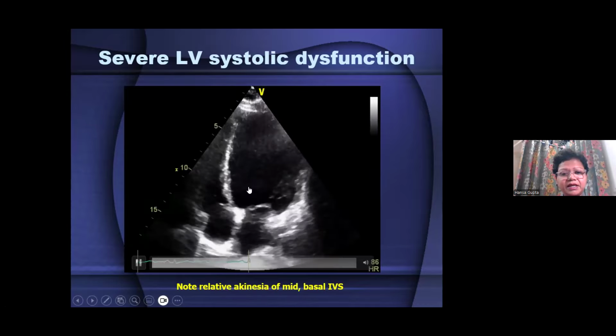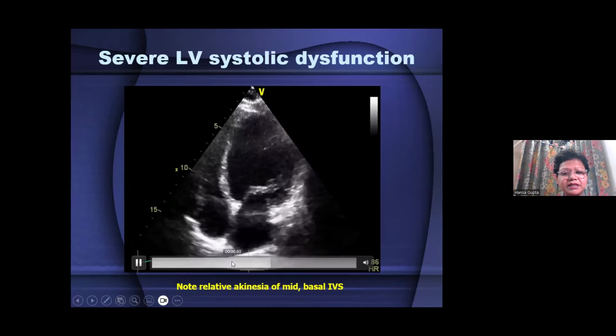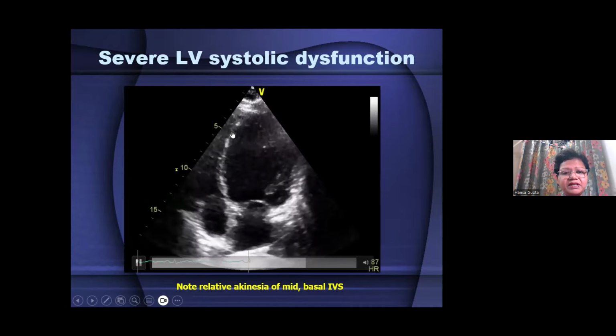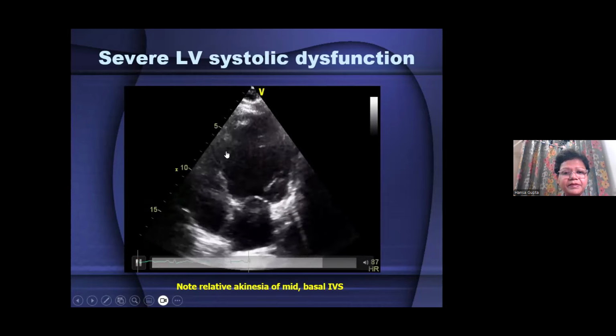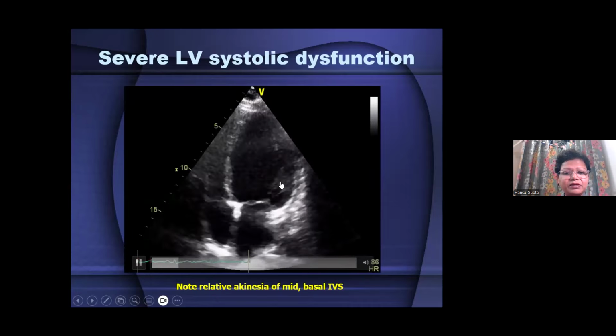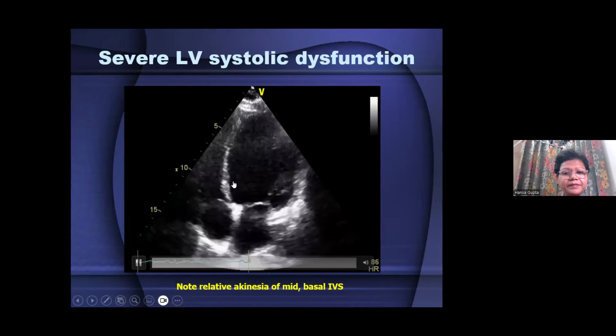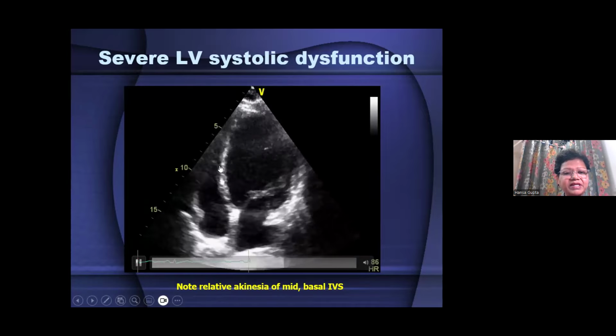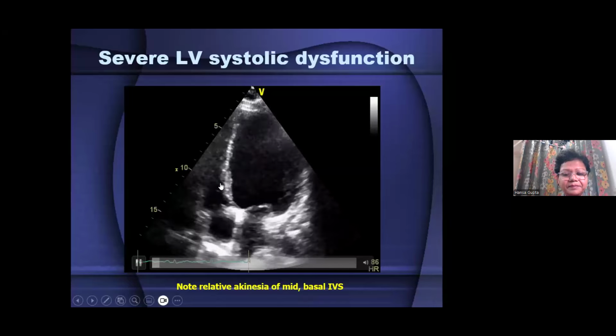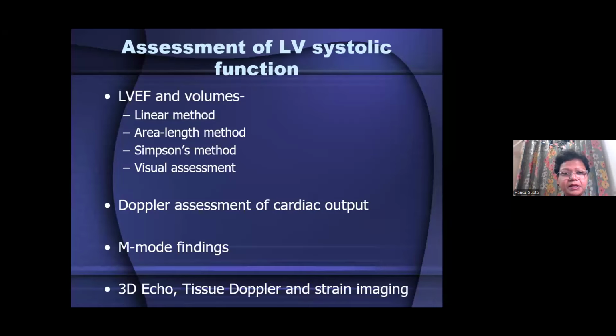This is the short axis view, very clearly evident that there is a severe LV systolic dysfunction. Again, in the 4C, you can very well appreciate that there is a relative akinesia of the IVS. See here, the apex and the lateral wall are clearly moving, while the IVS is more akinetic. How the LV's function is assessed, I'm not going to talk about, because you must have already had a separate class on this. So I'll skip that.